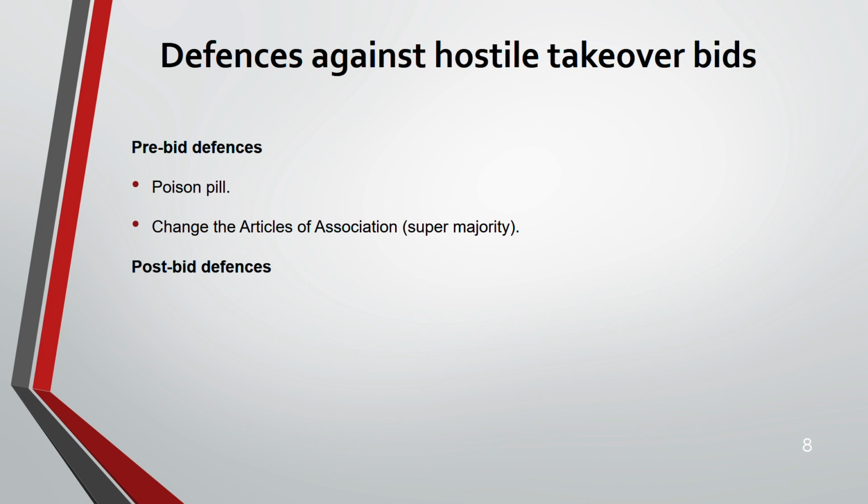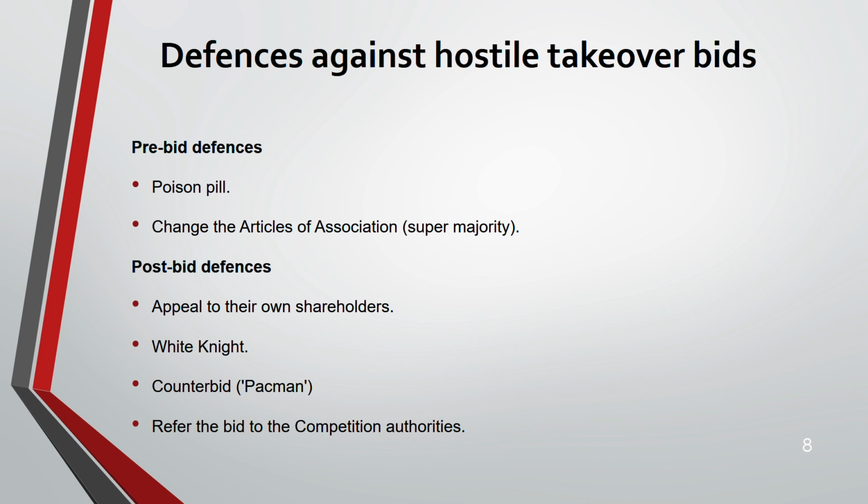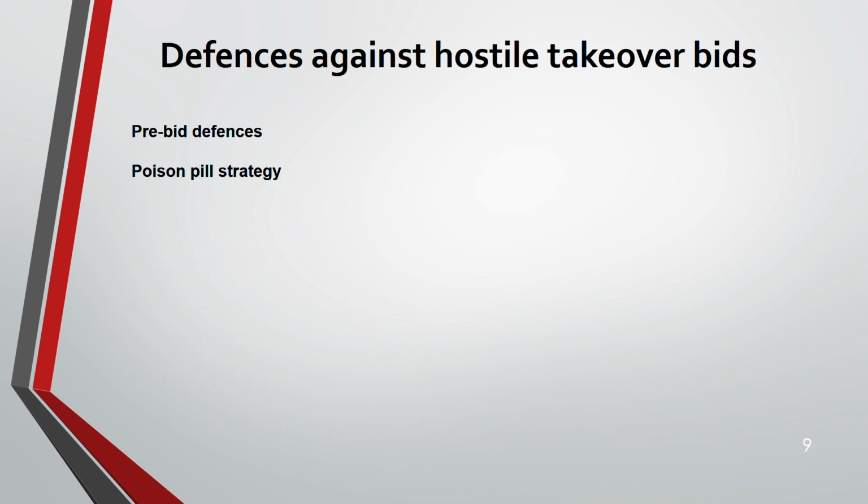Second category is post-bid. This is after the bidding has taken place, you defend. Like appeal to your own shareholders, white knight, counter bid, Pac-Man, and refer the bid to the competition authorities. You might be confused. You might be thinking, what is this white knight, Pac-Man? Don't worry, I'll explain to you. So starting with poison pill.